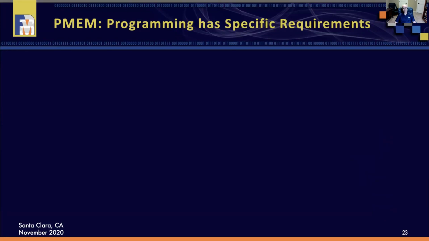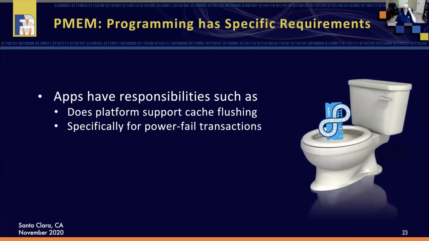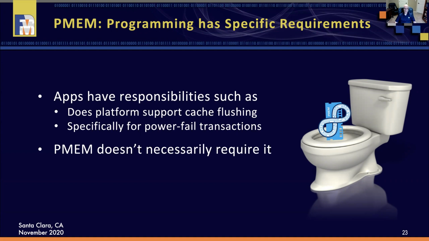Programming has, as I said, system requirements. You've got to remember, applications have some responsibilities now. You have to know whether the platform supports cache flushing. Well, that's a given. But more importantly, you have to know when you don't need to implement it. It may automatically do a cache flush after a power fail, but let's say you're using MemVerge or Formulus Black. Do you really want to do that? Or do you want to recover from snapshot? See, there's a little difference here.